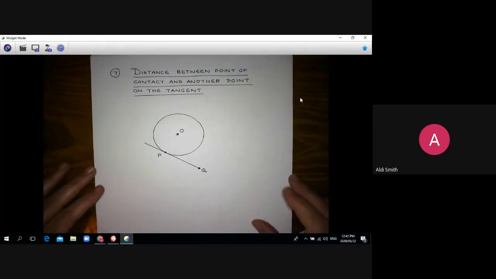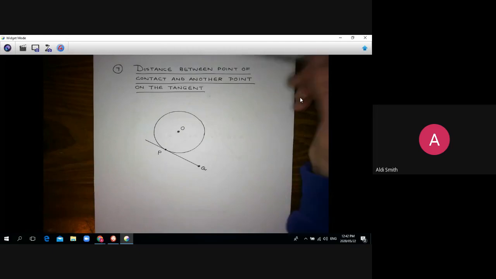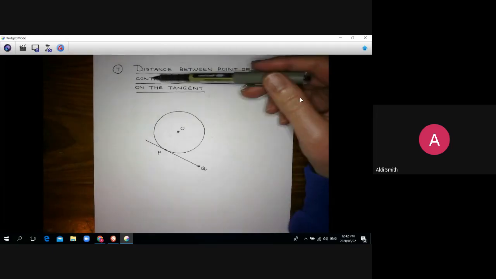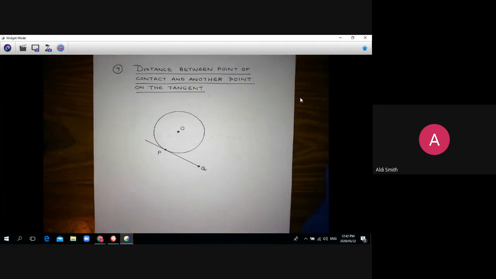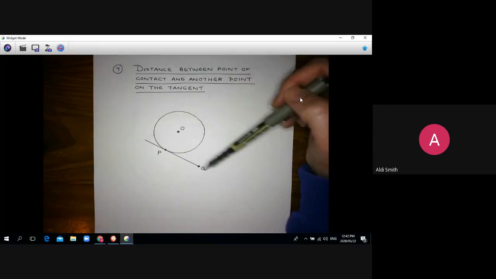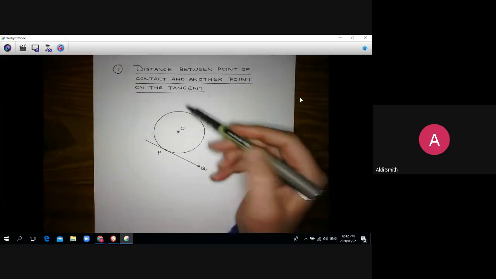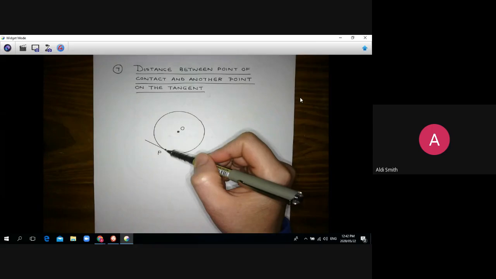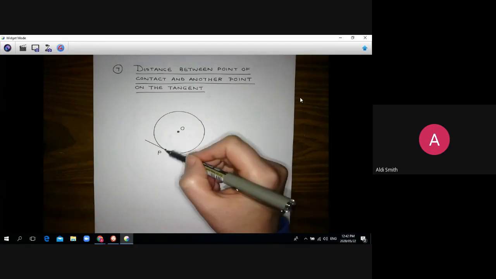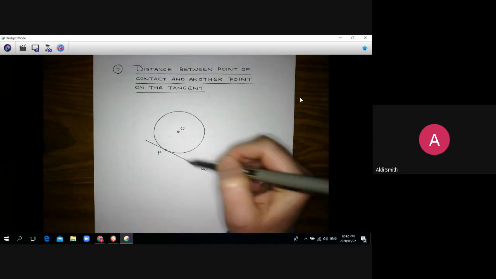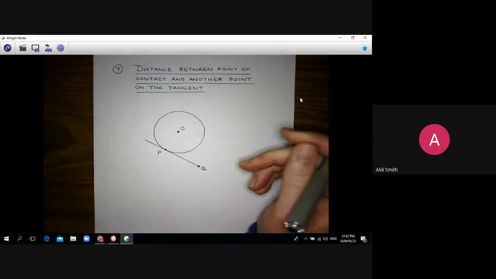Now, next one. The next one talks about the distance between a point of contact and another point on the tangent. So we've spoken about how to get the equation of a tangent. When you get the equation of a tangent, you find that line equation first, because they normally give you this point of contact. They give you P and they say, this is the coordinates of P. So you can then find the gradient of the radius, which obviously is perpendicular to the tangent, and then you can set that point in to get this.